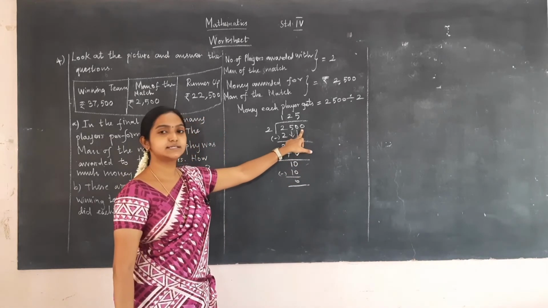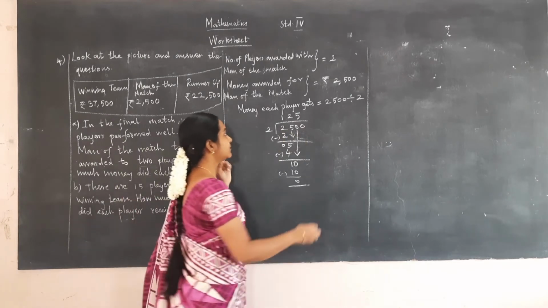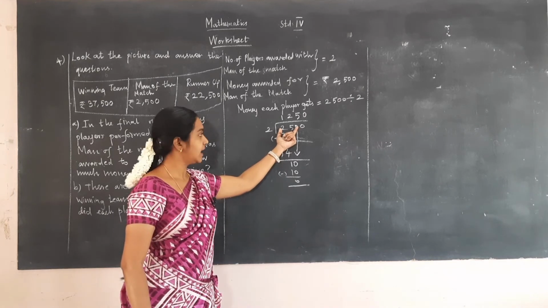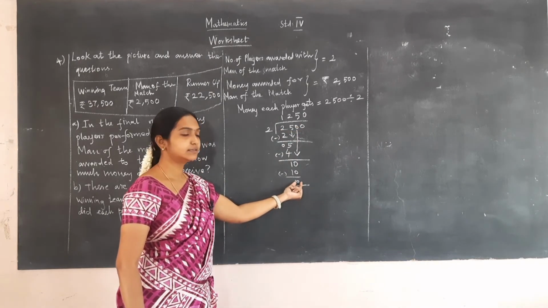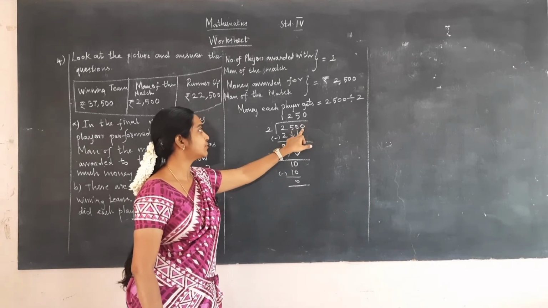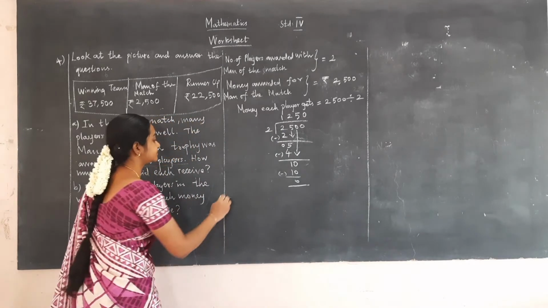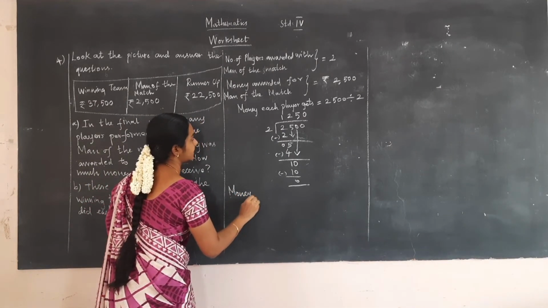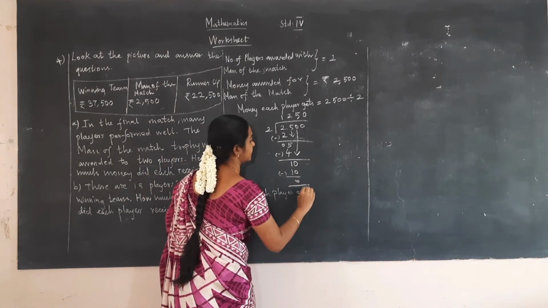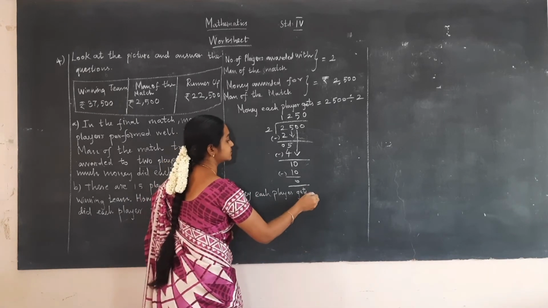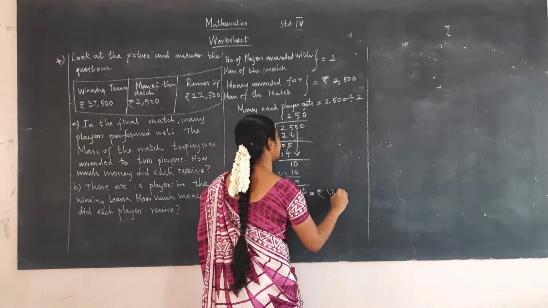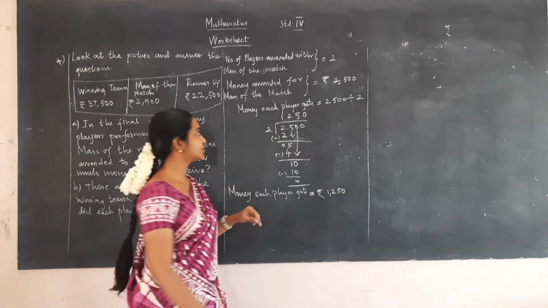We have remaining 0 in the dividend. So we have to add 0 in the quotient. We have divided only 250 and the remainder is 0 here, but we have not divided this 0. So we have to add that 0 in the quotient. Money each player gets equals rupees 1250. That is the number in the quotient.